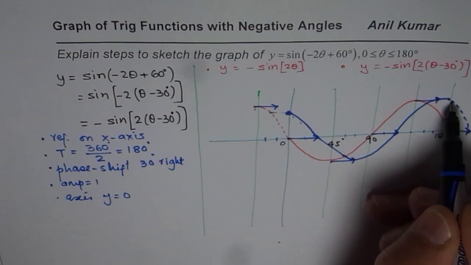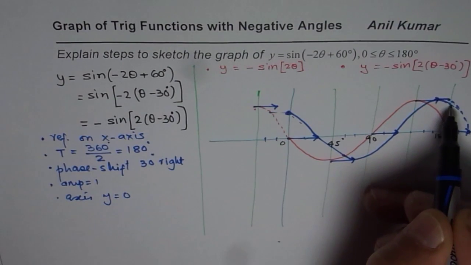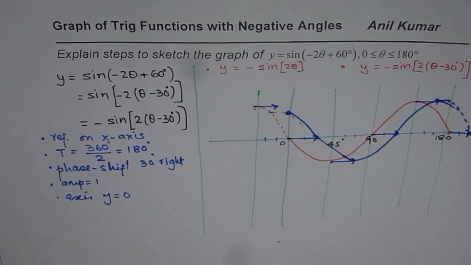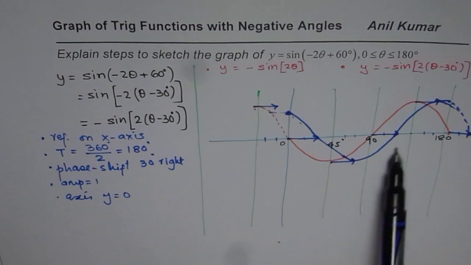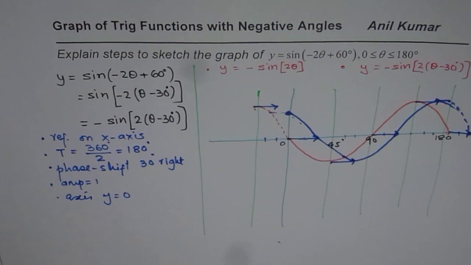The maximum is here. This is not the maximum. Okay, so I should have drawn kind of like this, lower, right? Lower than the maximum. So that is how the graph is going to look like. I hope you understand and appreciate the steps.